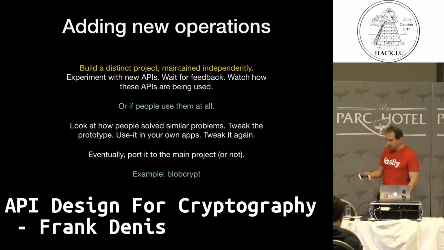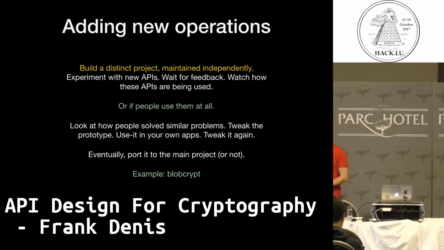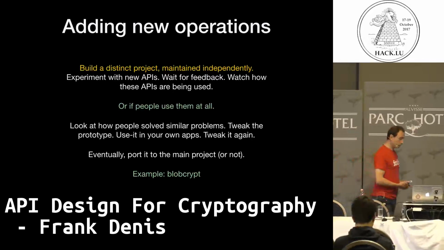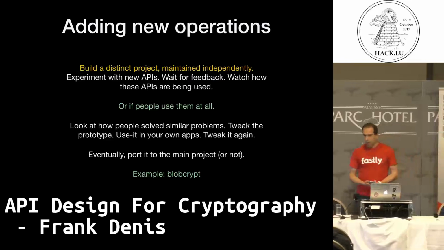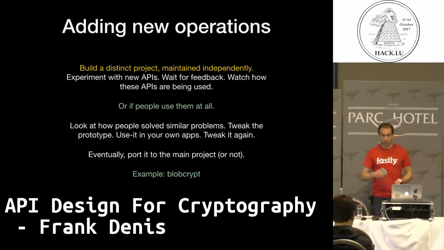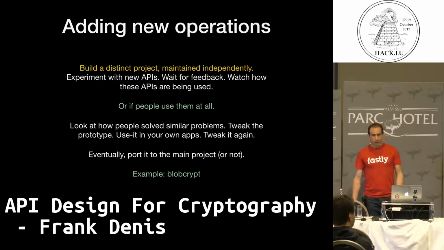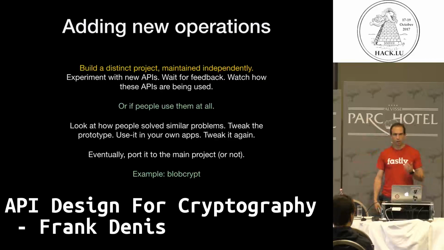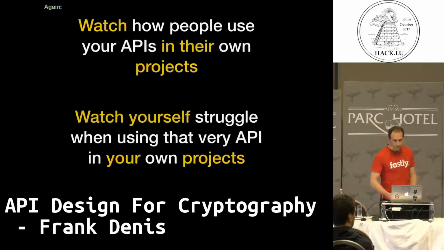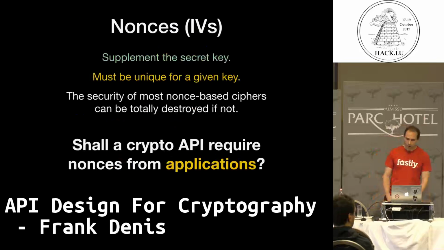So as an example, a lot of people asked, hey, how do I encrypt files with Sodium? And I designed something called blobcrypt, which can write and read encrypted files. You can do random access into files. It's a great API to actually build encrypted file systems. I was really proud of it, but nobody's using it. And the reason for that is that people don't need to build encrypted file systems. People just need to write and read sequential files. So this API was over-engineered for what people actually needed. So watch people use your project and watch yourself use it in your projects as well.